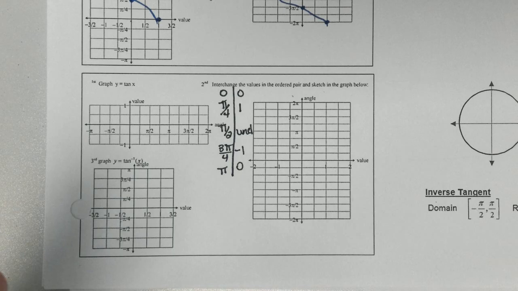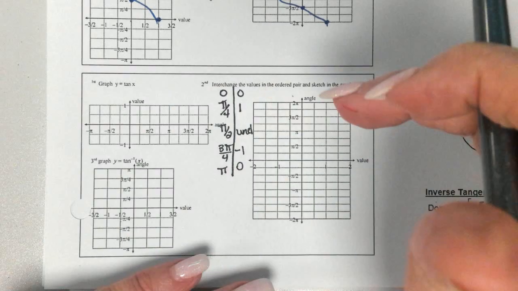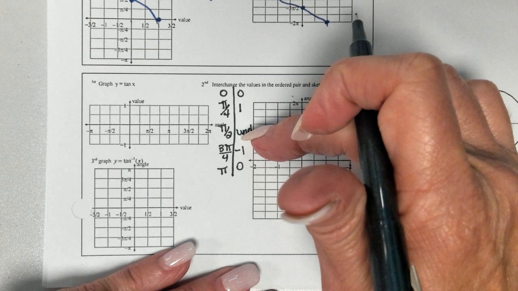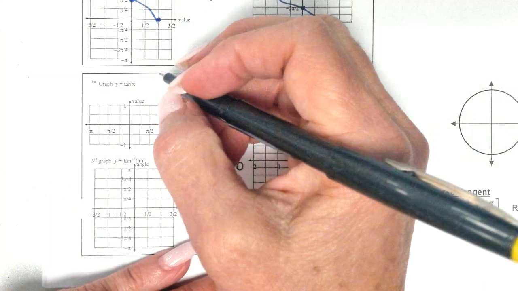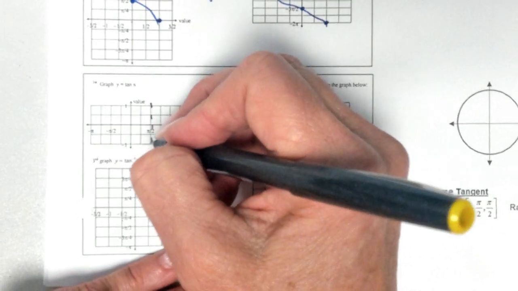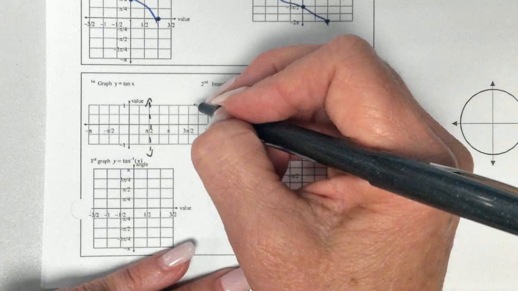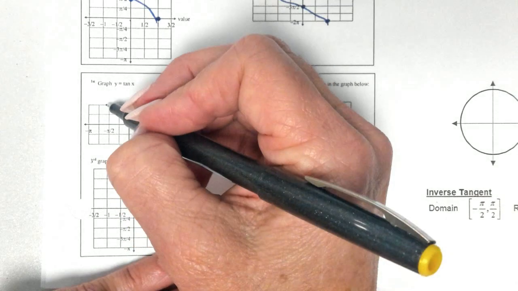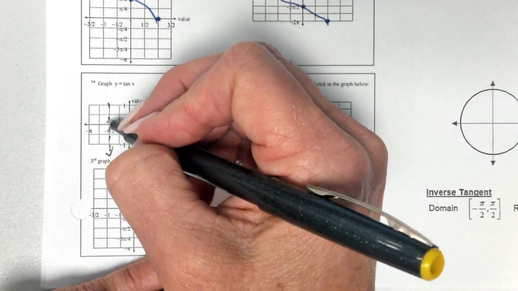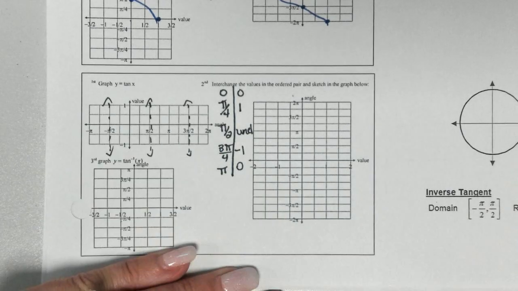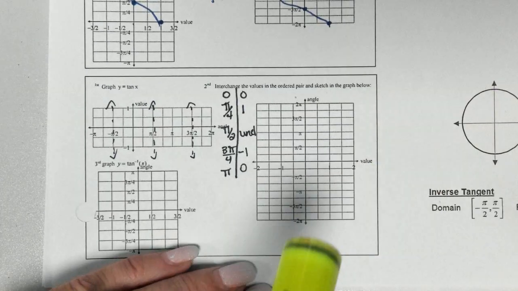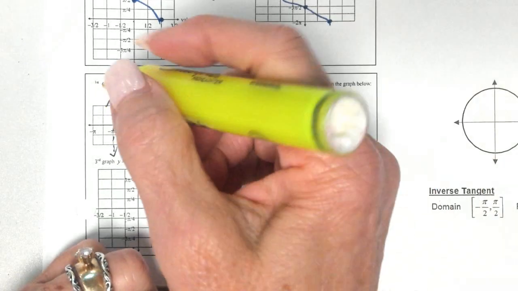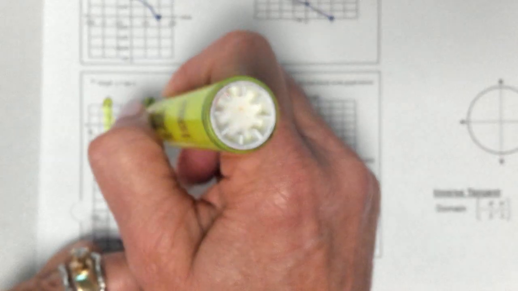I'm going to plot those points. First thing, though, I want you to look at is your asymptote at pi over 2. And since this is the parent function, all of our asymptotes are going to be at our pi over 2's because they separate our tangent curves into individual cycles. Okay?